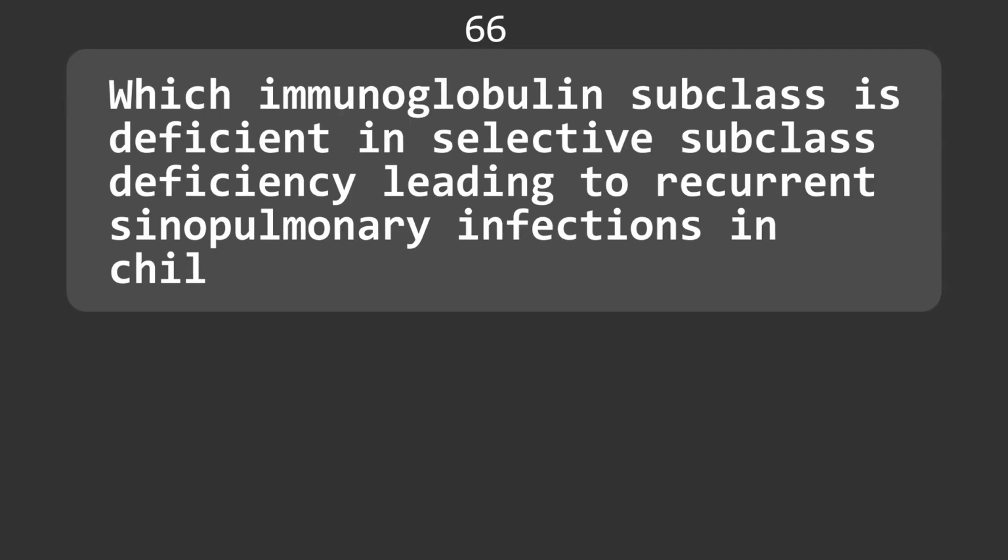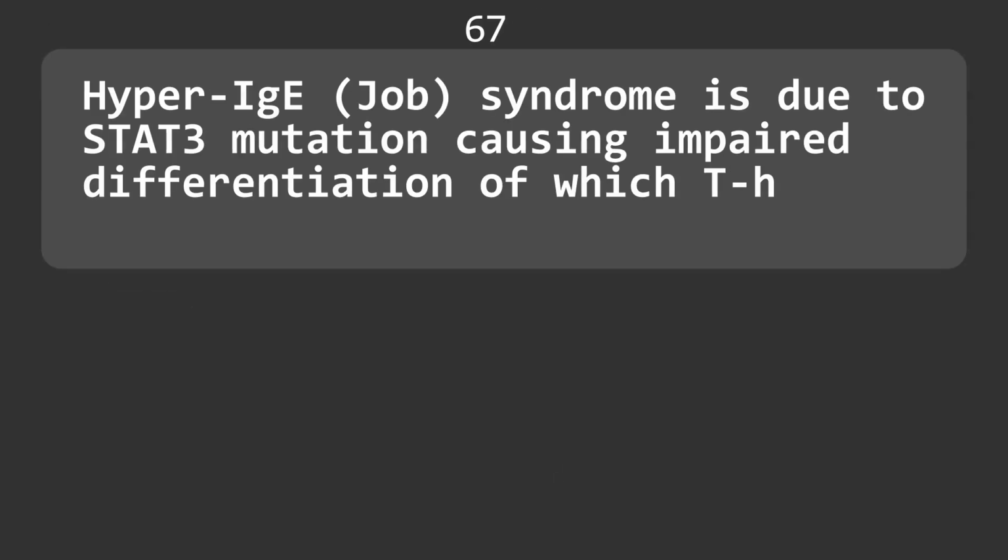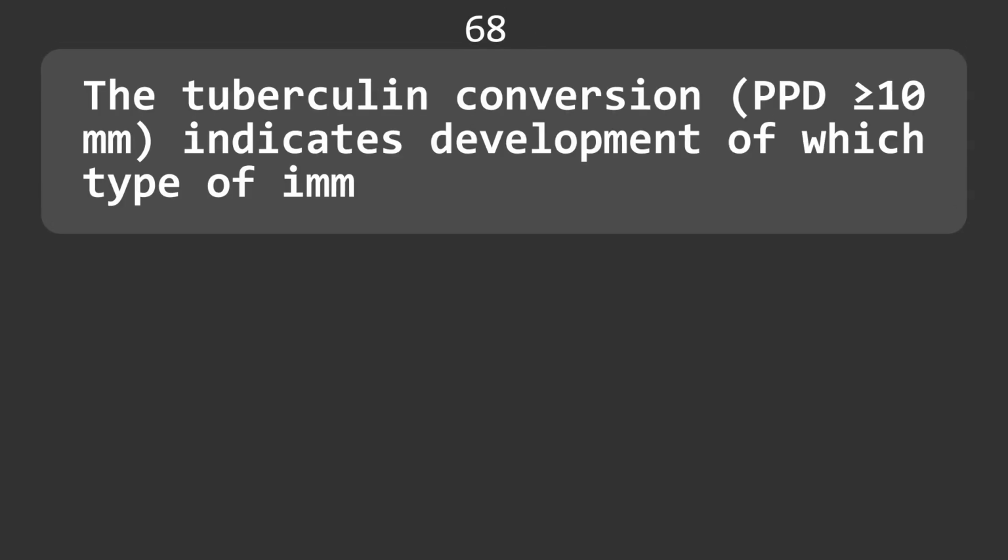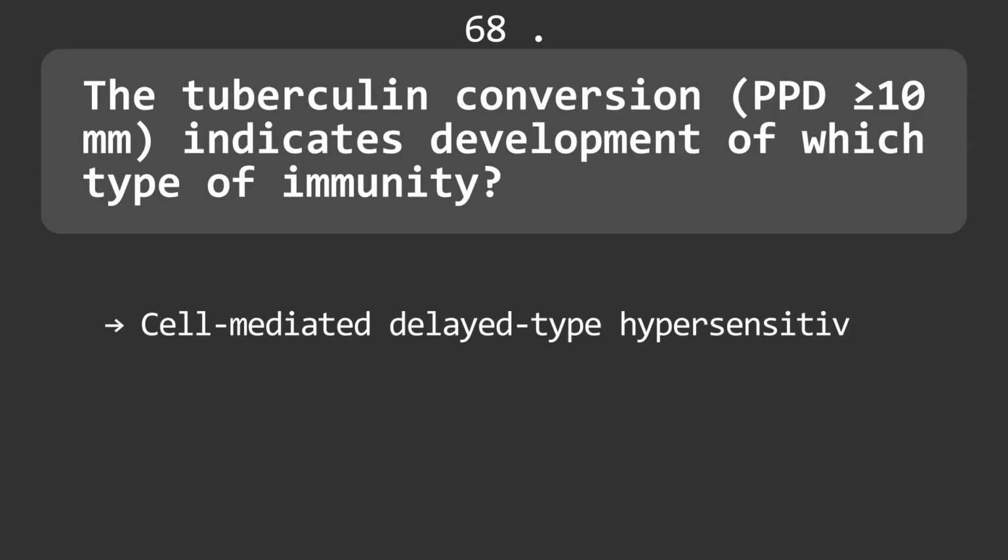Which immunoglobulin subclass is deficient in selective subclass deficiency, leading to recurrent sinopulmonary infections in children? IgG2. Hyper-IgE Job syndrome is due to STAT3 mutation causing impaired differentiation of which T helper subset? Th17. The tuberculin conversion, PPD equal to or greater than 10 mm, indicates development of which type of immunity? Cell-mediated delayed type hypersensitivity.